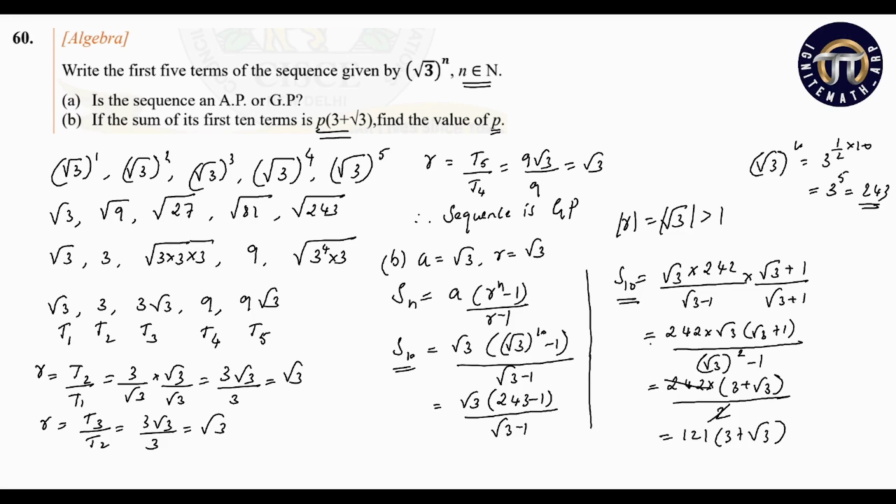So the sum of 10 terms is given to you as P into 3 plus root 3. See, 3 plus root 3, 3 plus root 3. So what is the value of P? P is equal to 121. P is equal to 121 is the right answer.